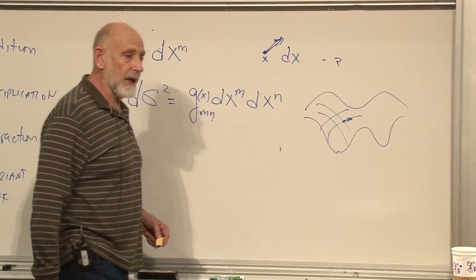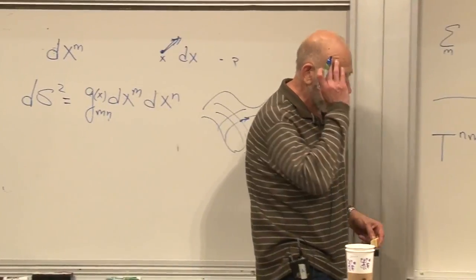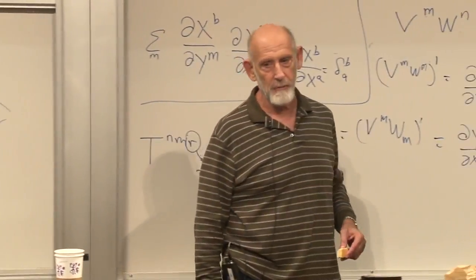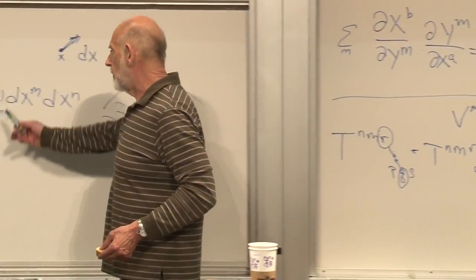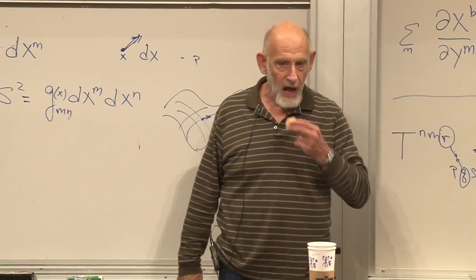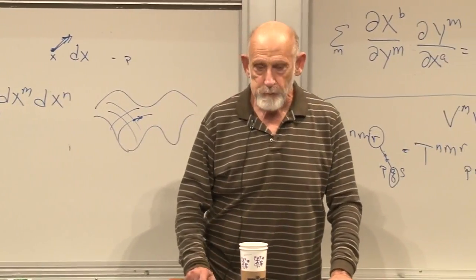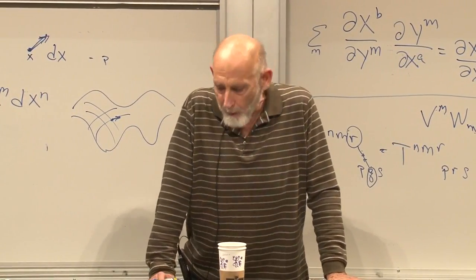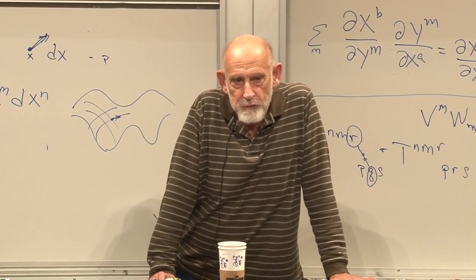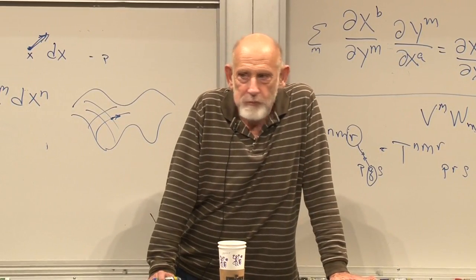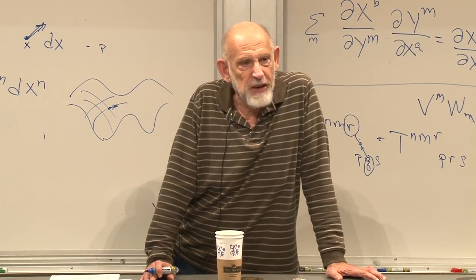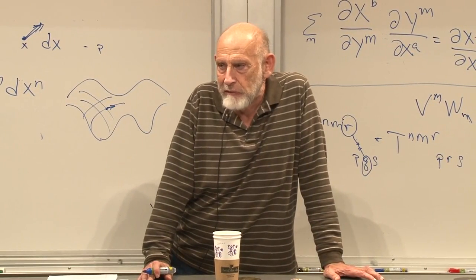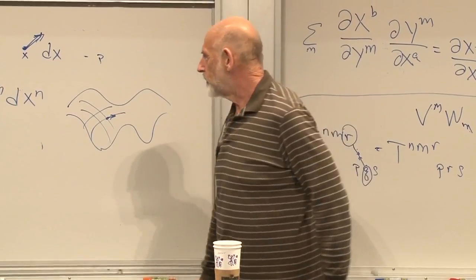I'm going to stick with a case of 4 dimensions just because I have it firmly planted in my head, 4 dimensions, and we'll keep with that. But how many independent components are there of this g_mn thing? You know? 6. 10. See why?